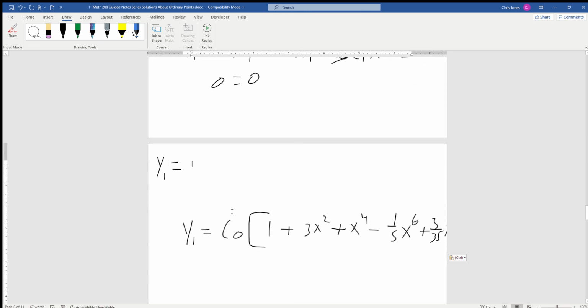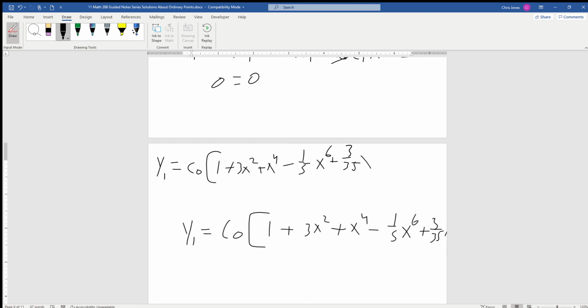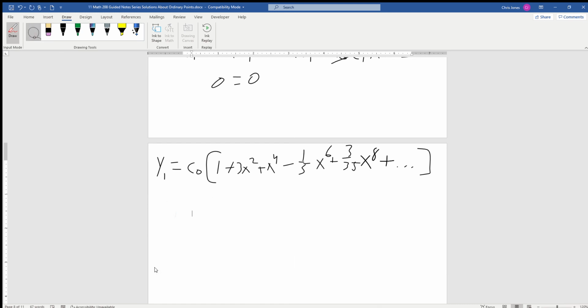But y1 is going to be equal to c0 times 1 plus 3x squared plus x to the 4th minus 1/5 x to the 6th plus 3 over 35 x to the 8th plus dot, dot, dot. All right, so that's y1. And for y2, well, we just showed that one works, so we can't be wrong about that one. Y sub 2 is going to be equal to c1 times x plus x cubed.